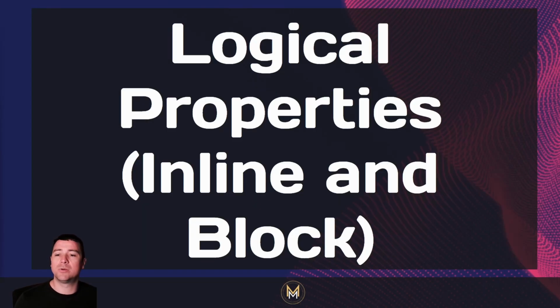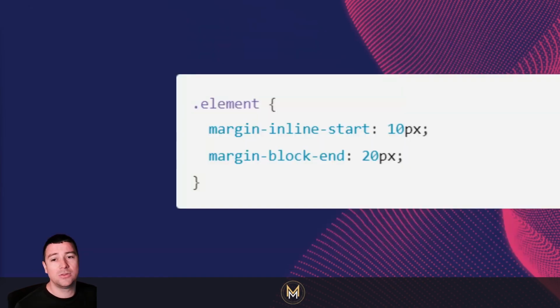Next up, we have logical properties, but these are applying only to inline and to block. Now, logical properties are a feature in CSS that allow you to use logical properties such as inline-start and block-end instead of physical properties such as left and bottom. Now, this can make it easier to create layouts that adapt to different writing modes.